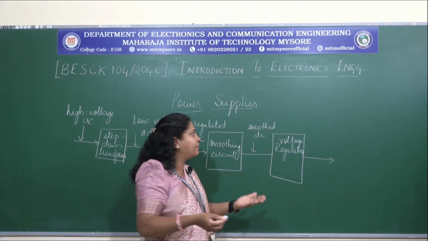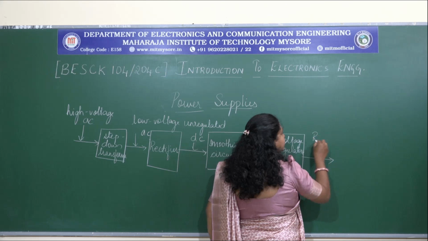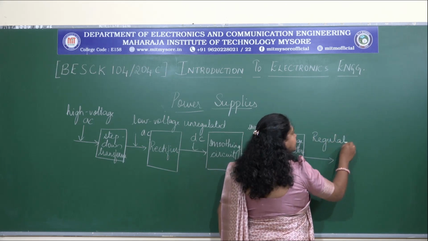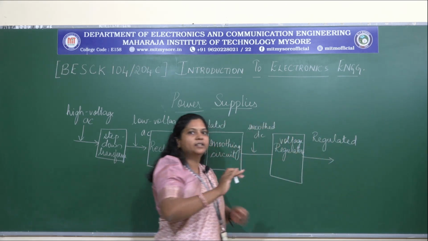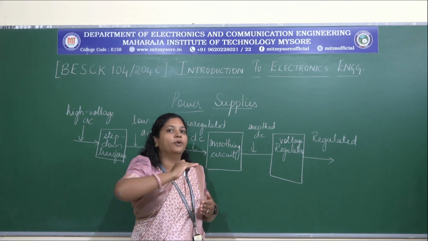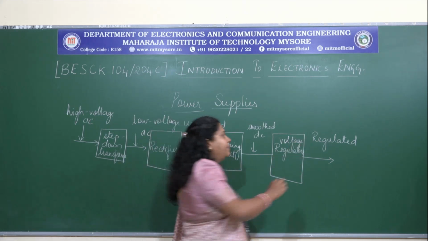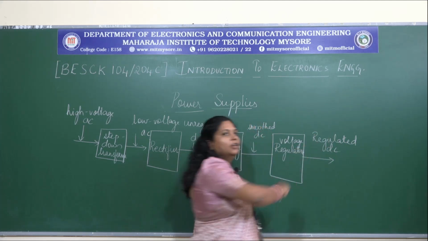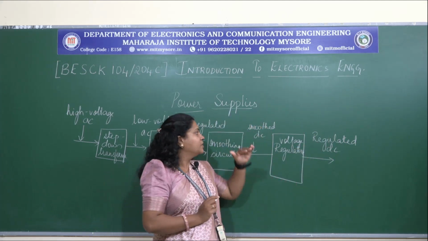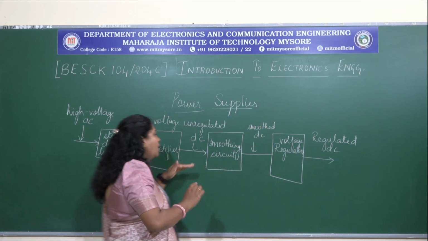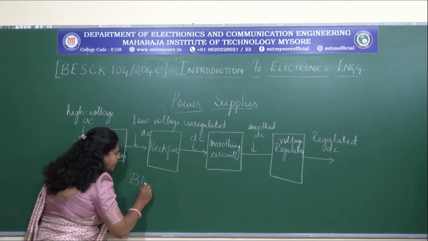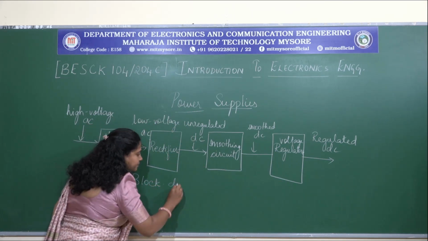Whenever we say a DC supply or a power supply, we say it is a regulated supply. Regulated supply means exactly the value or regulated voltage that is applied across the particular electronic gadget. So this is the general block diagram of a power supply system.